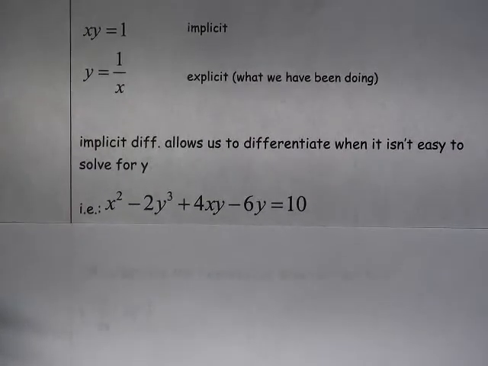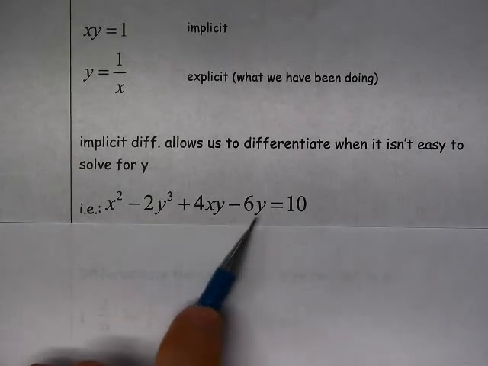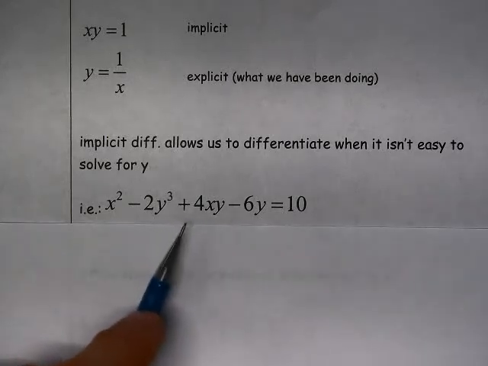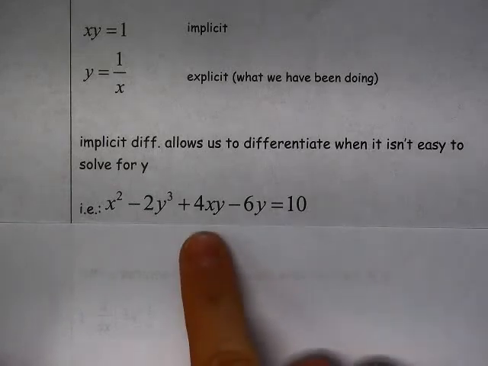Look at a relation like this. In this case, we have multiple terms with y cubed, y, y. In this case, it would be very difficult, maybe impossible, to solve for y and get this relation in an explicit form. And so it's really for examples or problems like this that implicit differentiation comes up to be so useful for us. We're not going to do one like this right away.